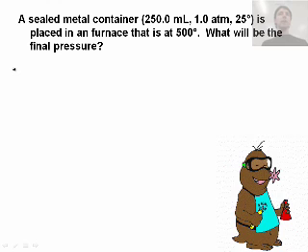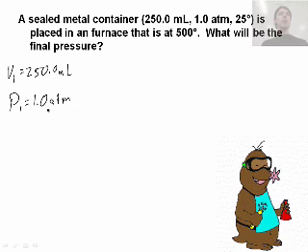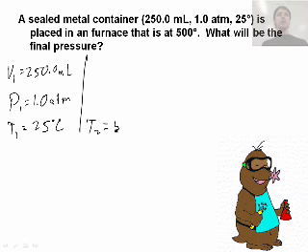So we have a sealed metal container, with a volume of 250.0 milliliters. We have a pressure, 1 atmosphere, and we have a temperature, 25 degrees Celsius. Placed in a furnace that is at 500 degrees Celsius. So there's T2, 500 degrees Celsius. What will be the final pressure? We're solving for P2.